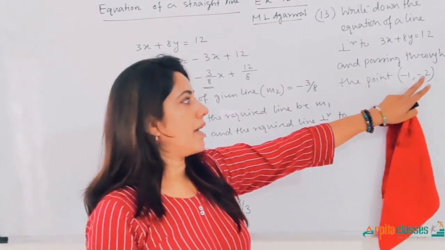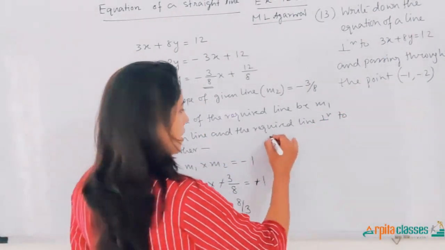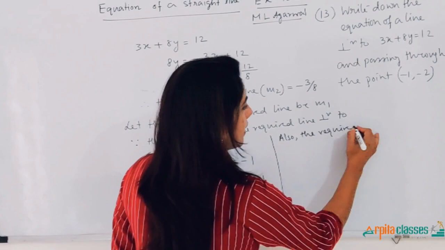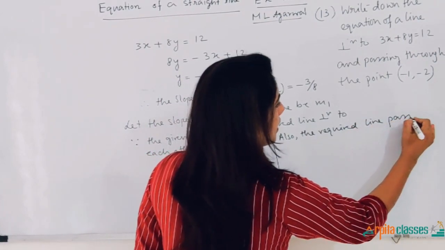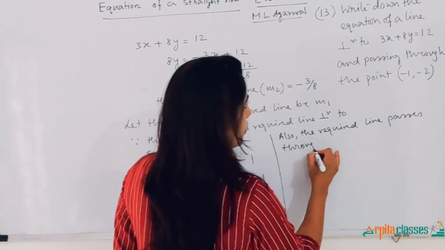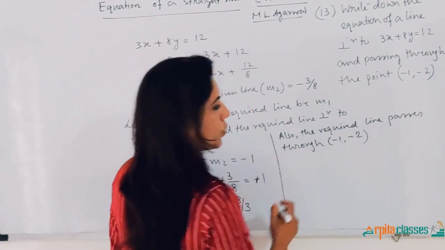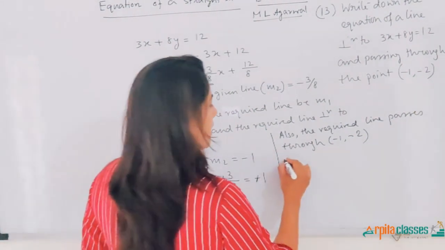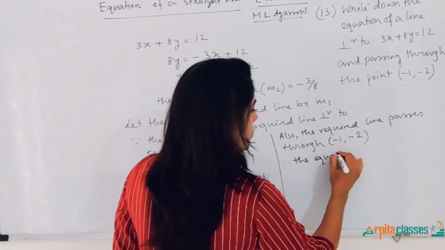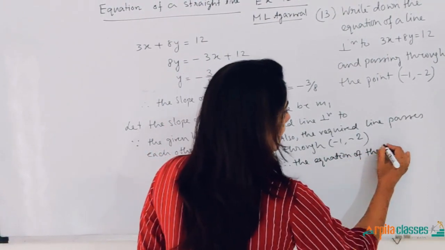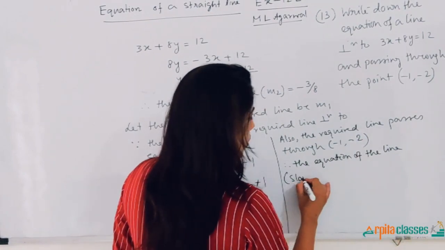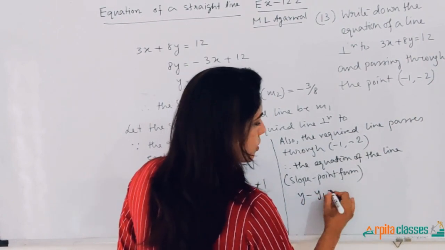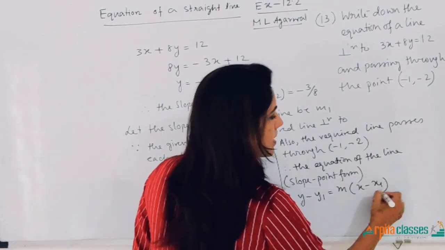Also the line passes through minus 1 comma minus 2. So write it here. Also the required line passes through minus 1 comma minus 2. Therefore the equation of a line we get by the slope point form. Therefore the equation of the line by which form? Slope point form. Okay, so I'll write the form first. Y minus y1 is equal to m whole into x minus x1.